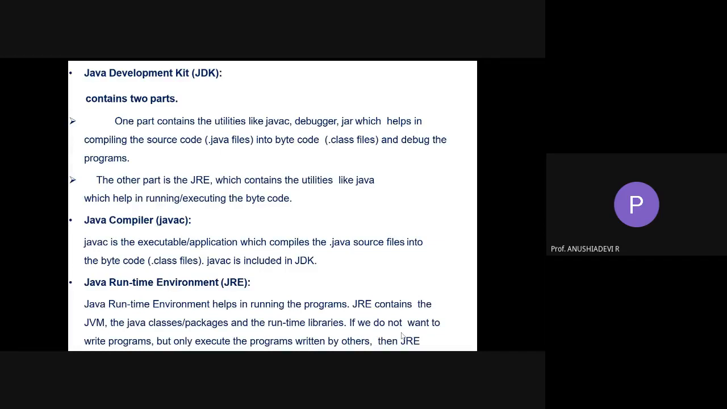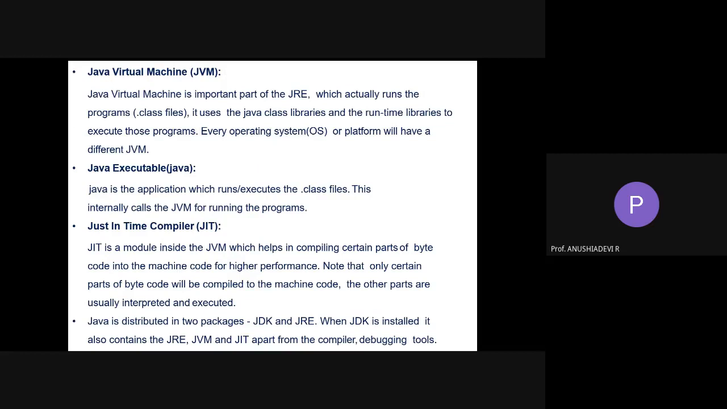If we do not want to write a program but only execute a program written by others, then only the JRE is enough. You do not need to install the full developer kit, the JDK. You can download only the JRE and execute the bytecode. So the Java Virtual Machine is an important part of the JRE.